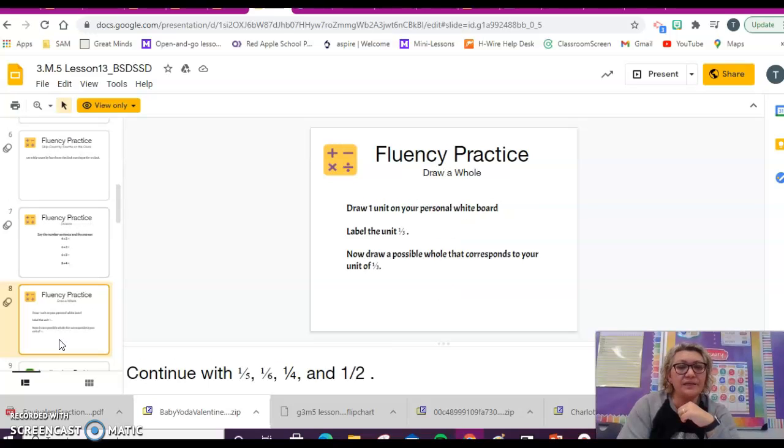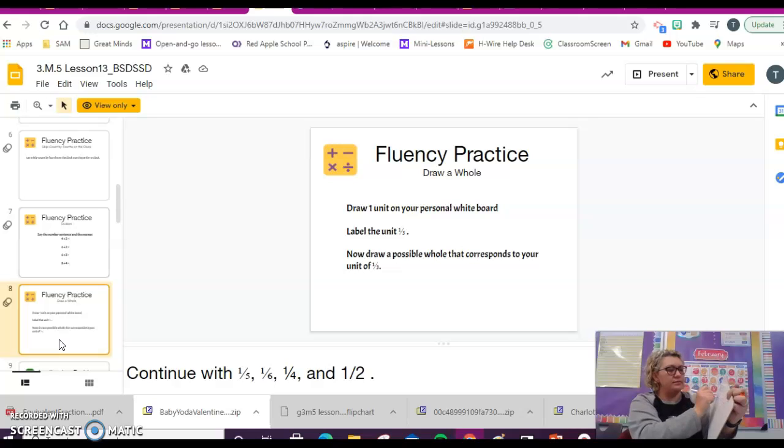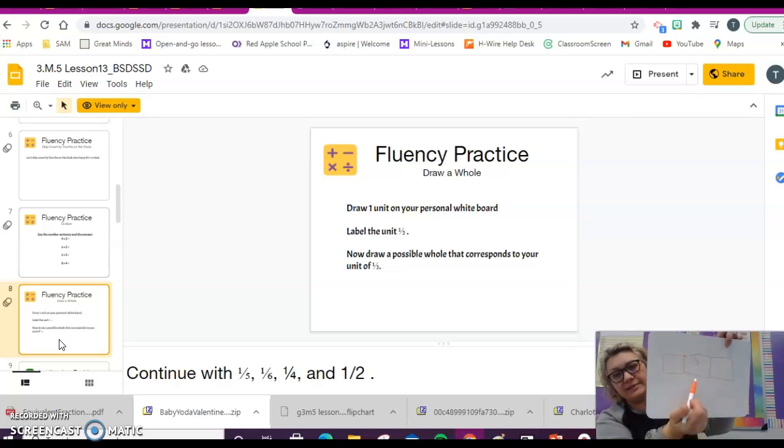All right. Now, I want you to grab your dry erase board, and you are going to draw one unit on your personal whiteboard. So I'm just going to draw a box and label the unit 1/3. Okay, so here's my box. It's labeled 1/3. Now I'm going to draw the possible whole. So this is the whole, and this is 1/3.